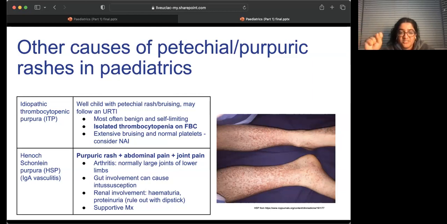And then HSP, so just be thinking about the triad of a purpuric rash, abdo pain and joint pain, and then you'd want to do a urine dip because that should be quite easy to do to check for hematuria and proteinuria. And there's also involvement of intussusception depending on the age that they present with HSP.